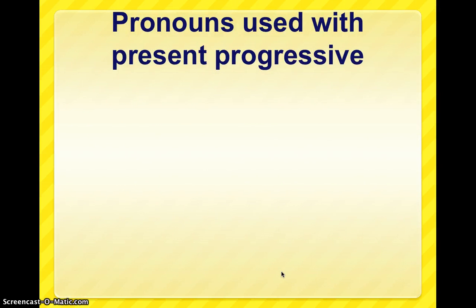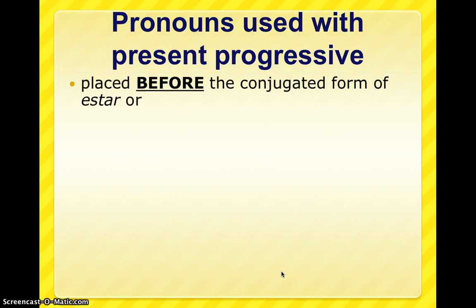So now that we know how to conjugate regular and irregular verbs in the present progressive, what about reflexive verbs? So we've been talking about reflexive verbs, and we know that we have to put that reflexive pronoun somewhere when we conjugate our verb. And in the present progressive, we still have to do something with it. So we have two options.